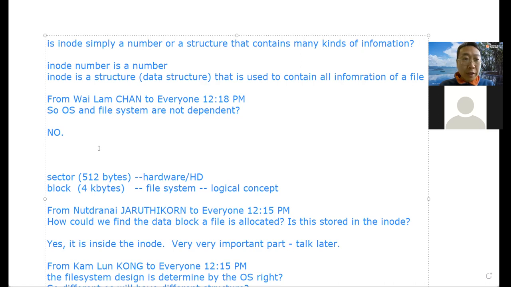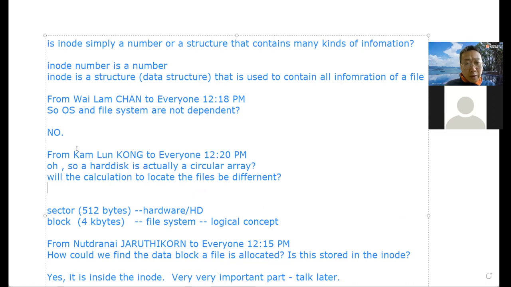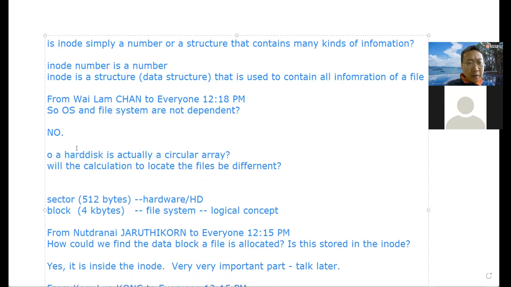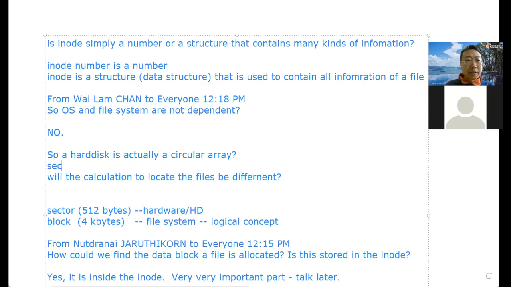Yeah, more questions, okay. So a hard disk is a circular array. No, I will not think about this as a circular array, okay? I may think about this as a kind of sector array, right?